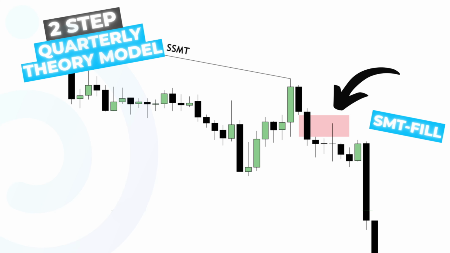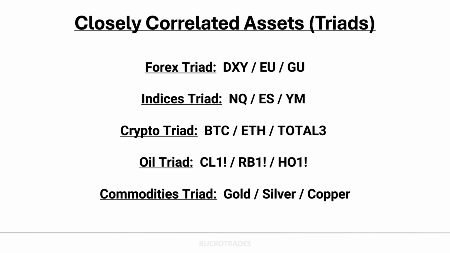In today's video, we're going to be going through a two-step quarterly theory model. Super simple to follow, and we'll also be showing chart examples of this exact model playing out. But before we begin, you need to understand that every single concept and this whole entire model revolves around comparing closely correlated assets to each other. These are known as triads.